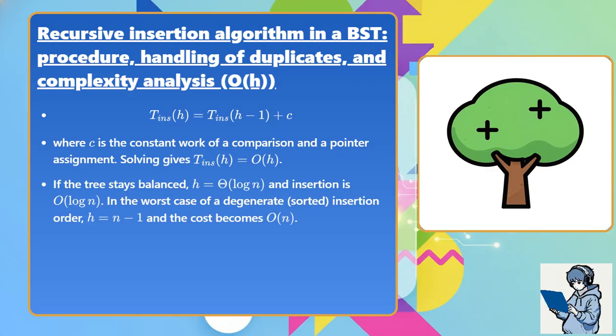If the tree stays balanced, h = Θ(log n) and insertion is O(log n). In the worst case of a degenerate sorted insertion order, h = n - 1 and the cost becomes O(n).